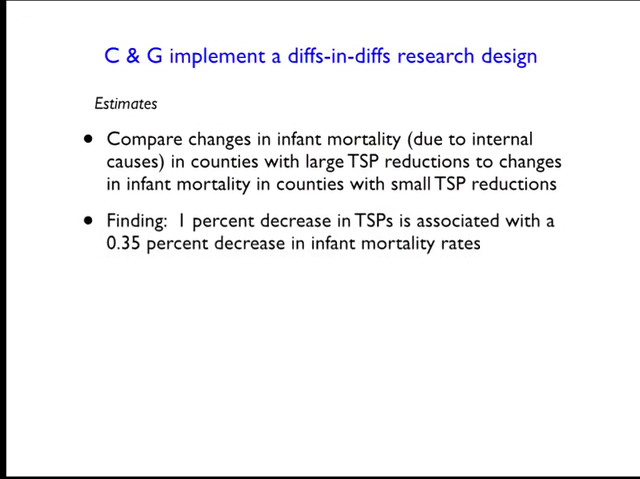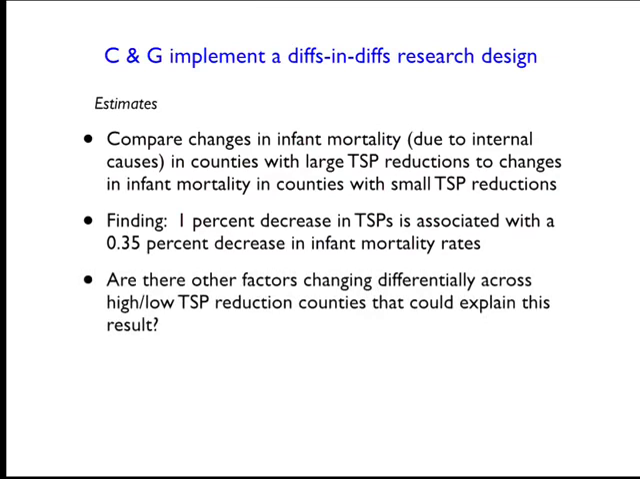So when they implement this research design and get the data, what they find is that a 1% decrease in total suspended particulates is associated with about a 0.35% decrease in infant mortality rate. If you want to think of it in terms of elasticities, it would be an elasticity of about a third. In terms of interpreting whether or not we think this is an actual causal effect as opposed to some artifact caused by bias in their research design, since it is a diffs and diffs type study, the most important thing to think about is whether or not there could be factors that are changing in these high TSP reduction counties relative to the low TSP reduction counties that might be able to explain the results.